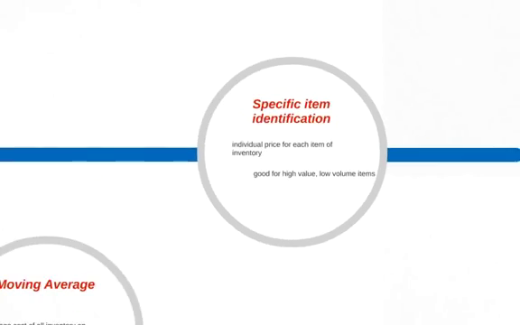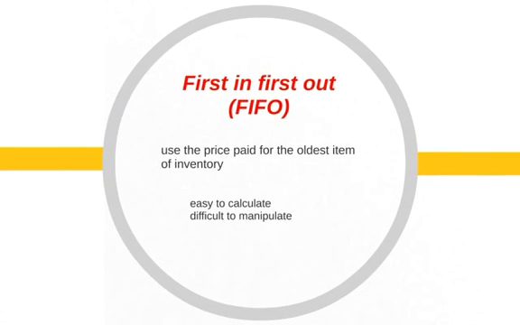And finally, the first in, first out method. This means that in calculating the cost of goods sold, we record the price we paid for the oldest item of inventory. This is an easy method to calculate, is difficult to manipulate, and usually corresponds to how inventory is physically moved within a business's operations. Let's take a closer look at recording transactions using the first in, first out method.